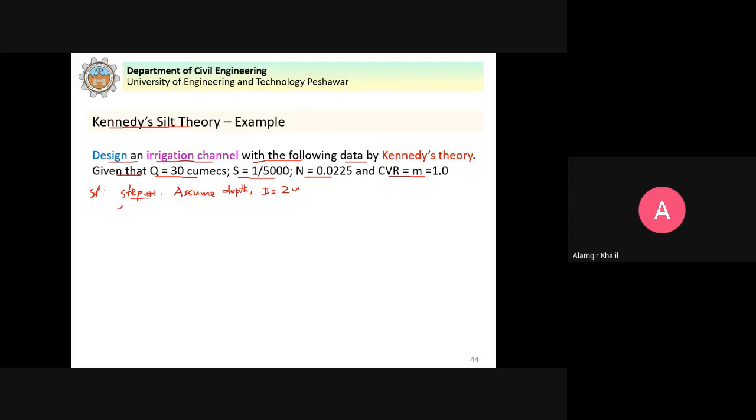Now step number 2 is we will use the Kennedy equation for the critical velocity. So we calculate the critical velocity.